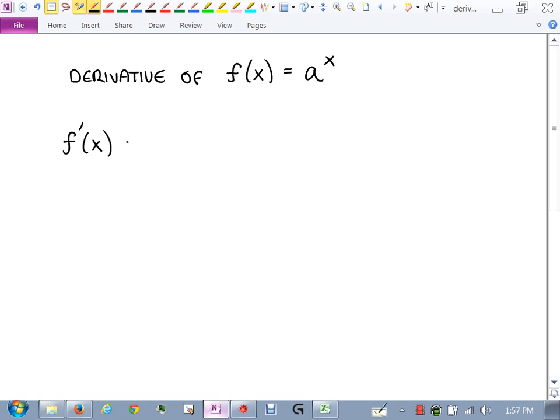So I'm going to now say the derivative of f of x equals a to the x. So what is the derivative of an exponential function? It is itself times the natural log of a.